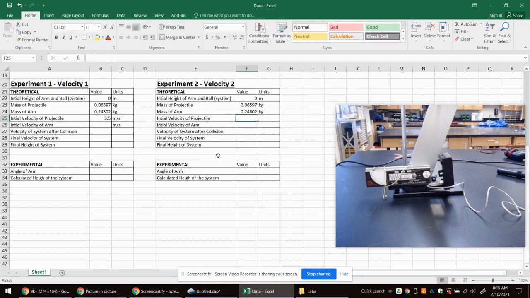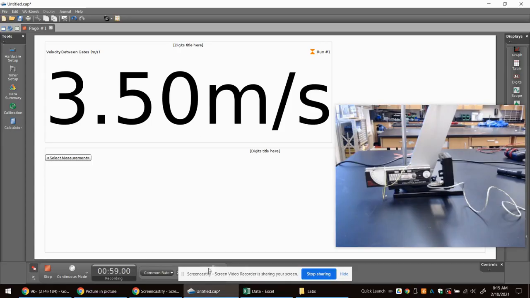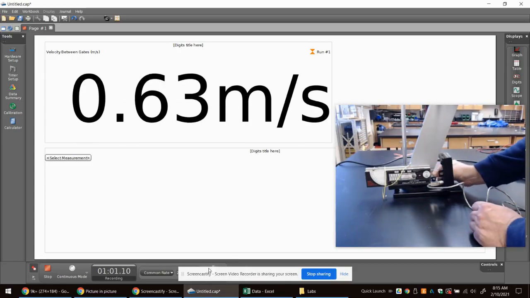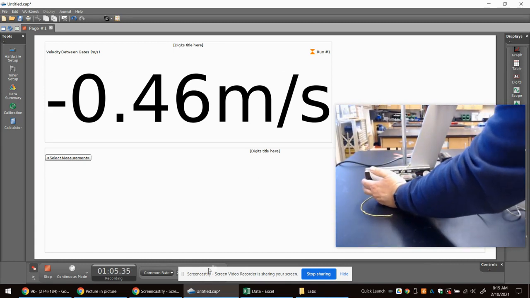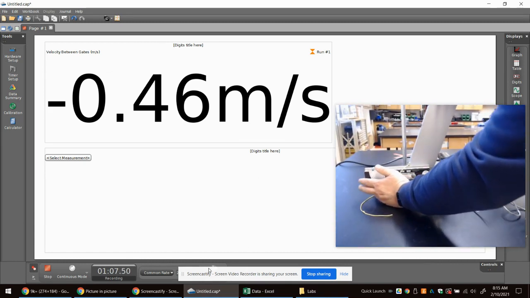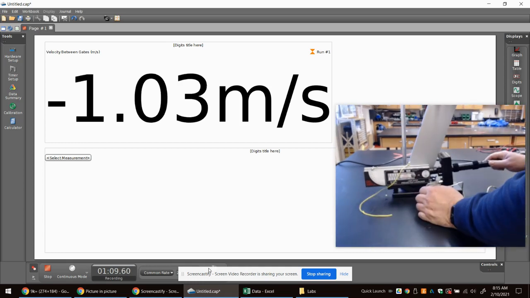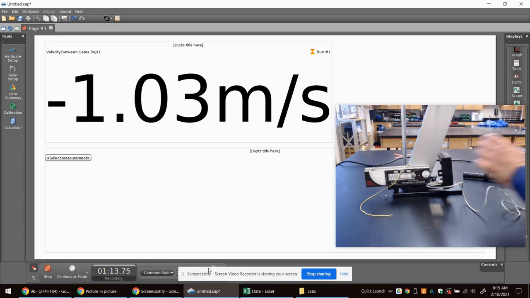The second trial that we're going to be doing here is going to be taking the ball and pushing it back a little bit further. So now we're going back 1 click, 2 clicks, 3 clicks. Full velocity of the ball. We put that back in there.